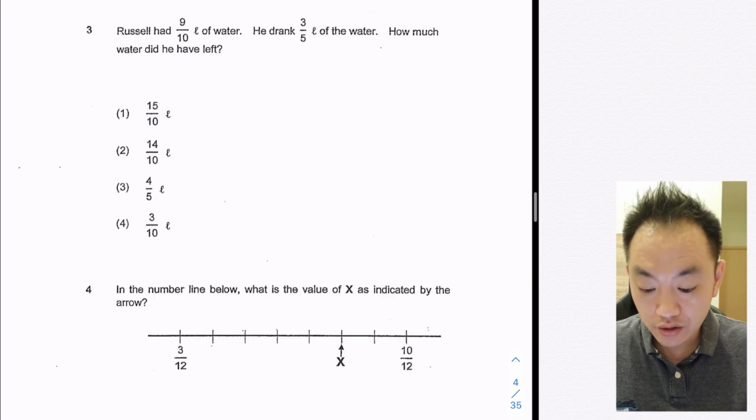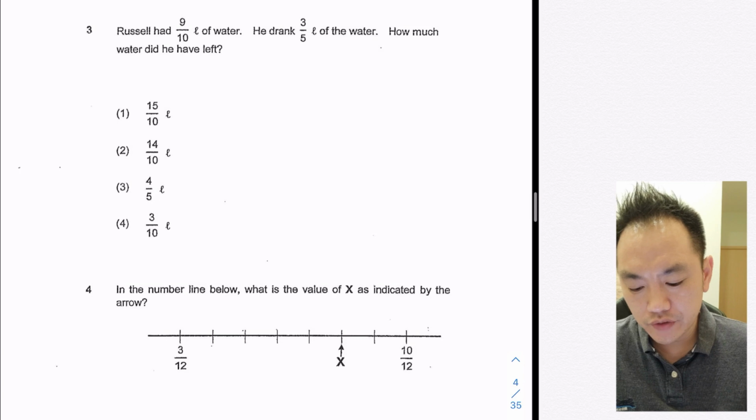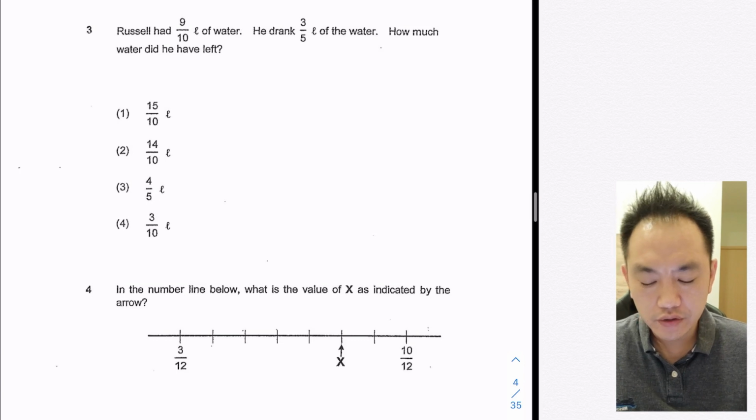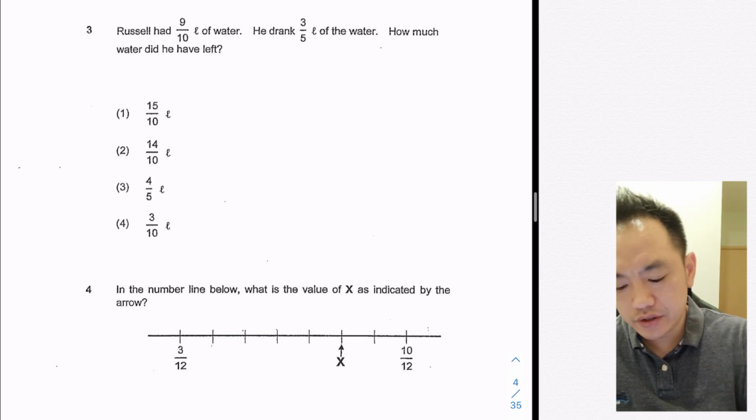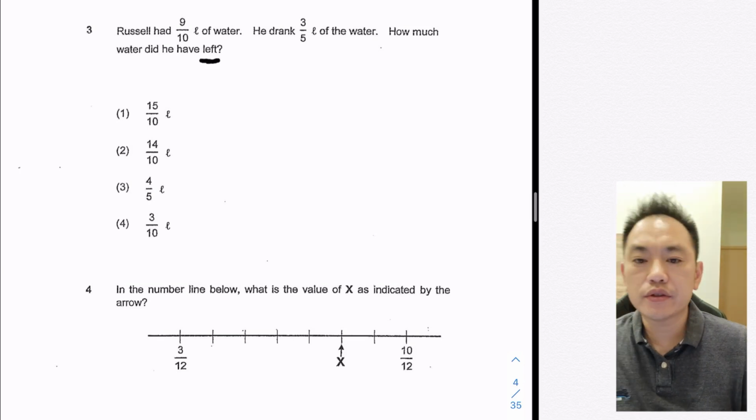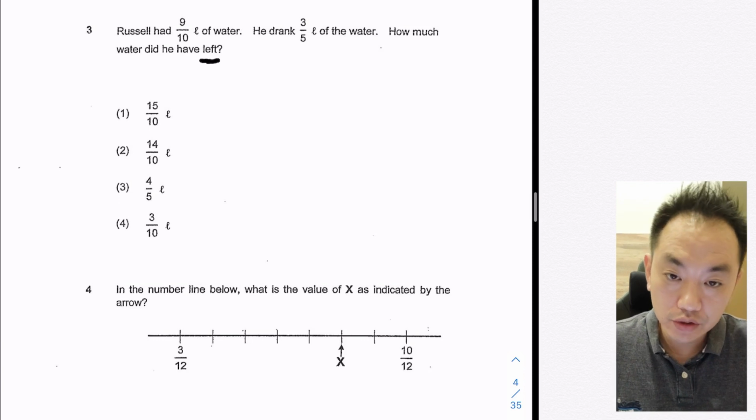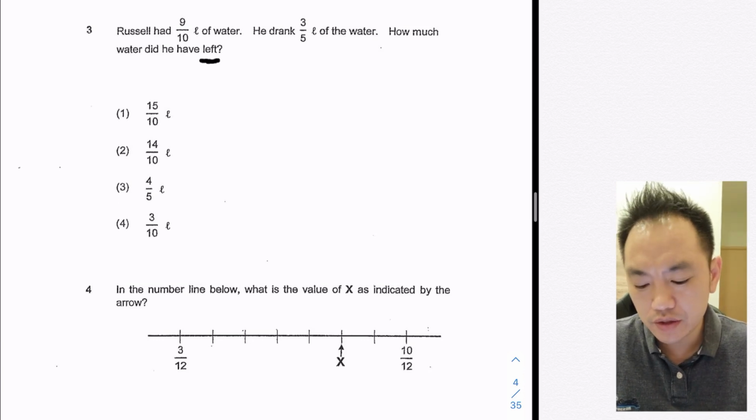Question 3. Russell had 9 out of 10 liters of water. He drank 3 out of 5 liters of water. How much water did he have left? Okay, underline the keyword left. It's quite important to read the question. That's one of the important things.